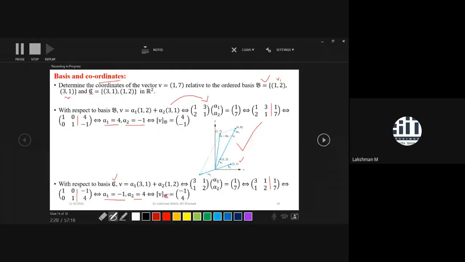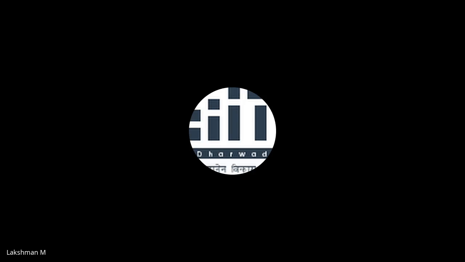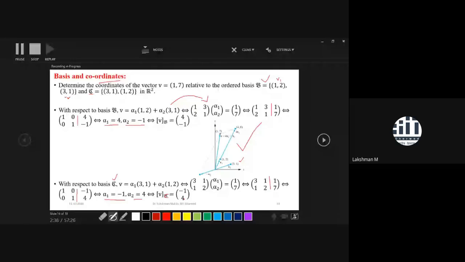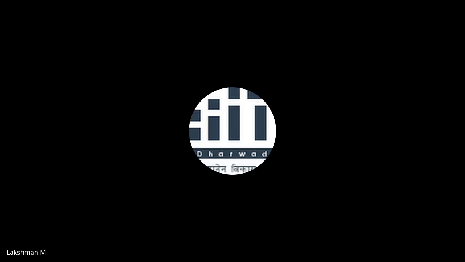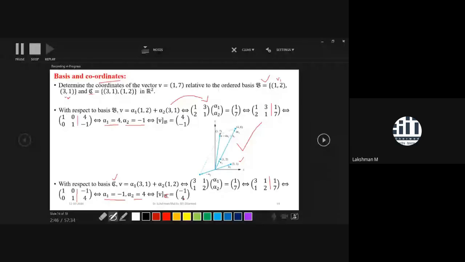So you can easily observe that if you change the order of elements in the basis, your coordinate will change. While finding the coordinate of a vector with respect to any basis, order is very essential. If you change the order, then the coordinate will change.